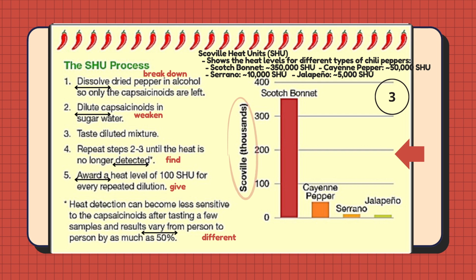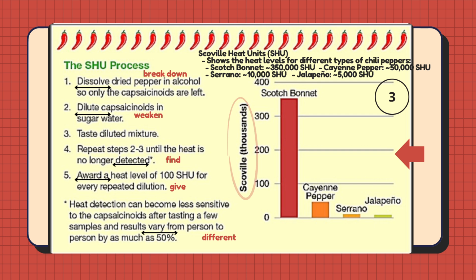And then after that, the second part is to dilute. Dilute means to weaken. How are you going to weaken the hotness of the capsaicinoids? You have to put in sugar water. And then the third is to taste the diluted mixture. So you have to taste the dried pepper in the sugar water. After that, repeat steps 2 and 3 until the heat is no longer detected. The word detected means to find. So you have to repeat steps 2 and 3.